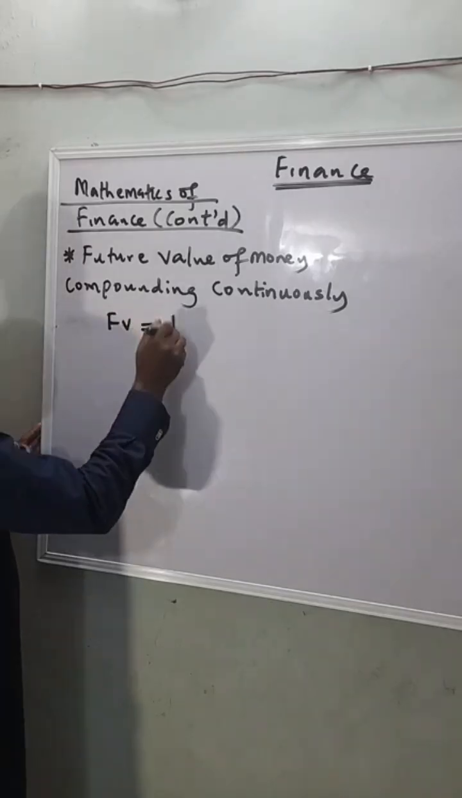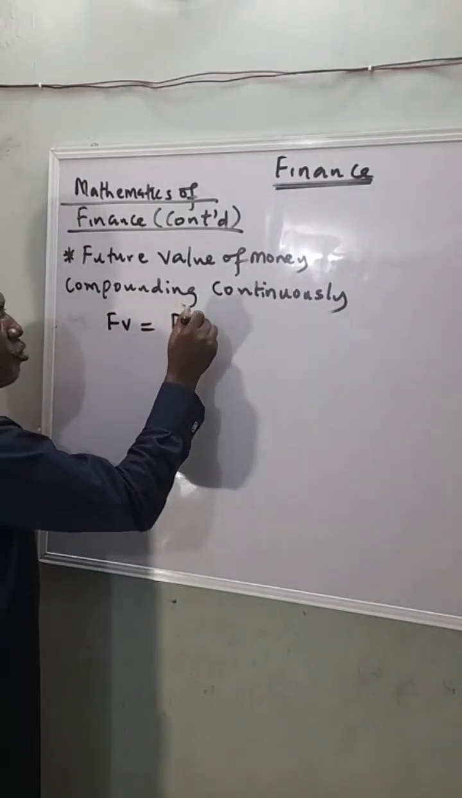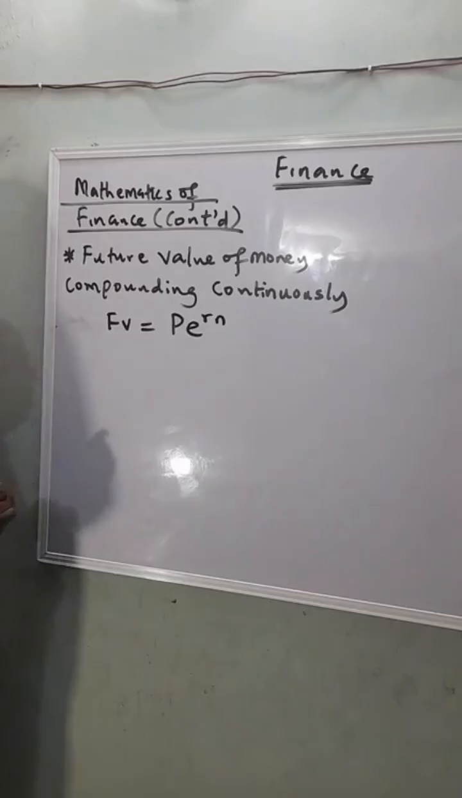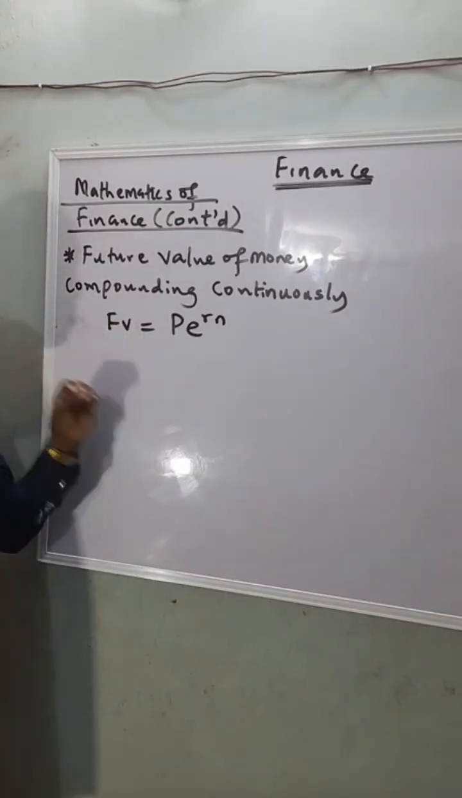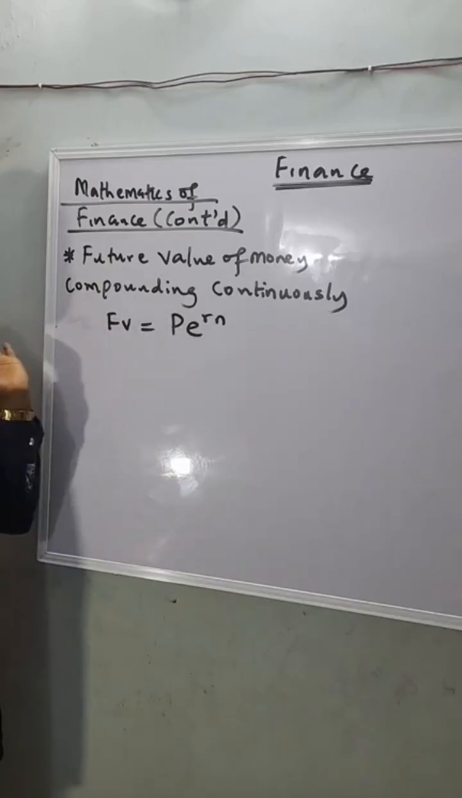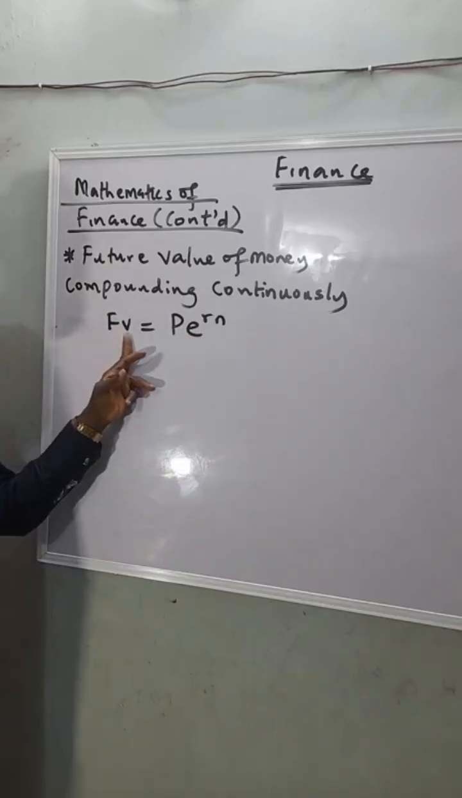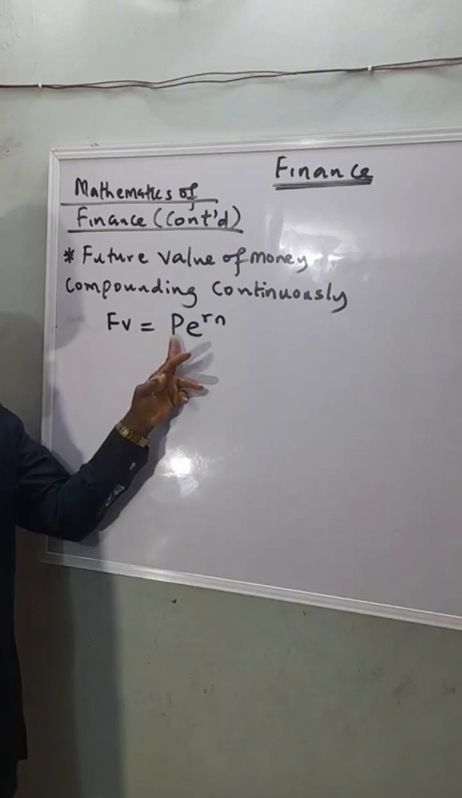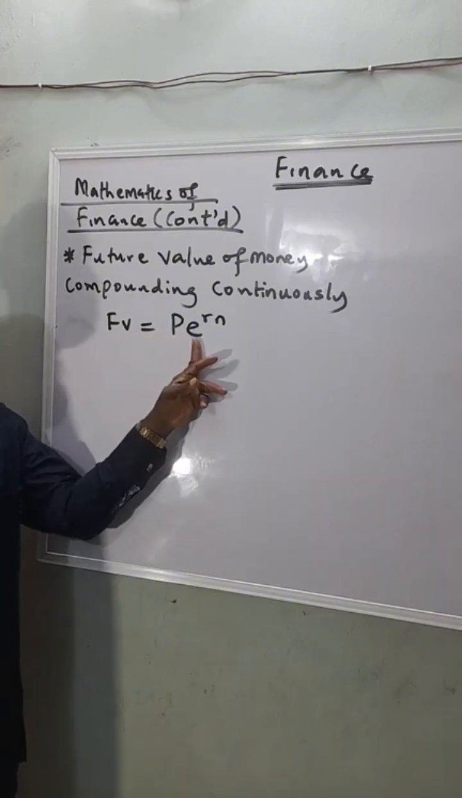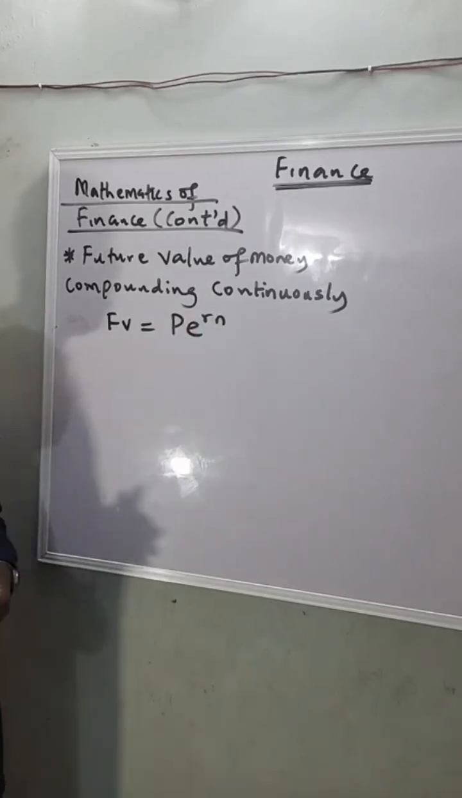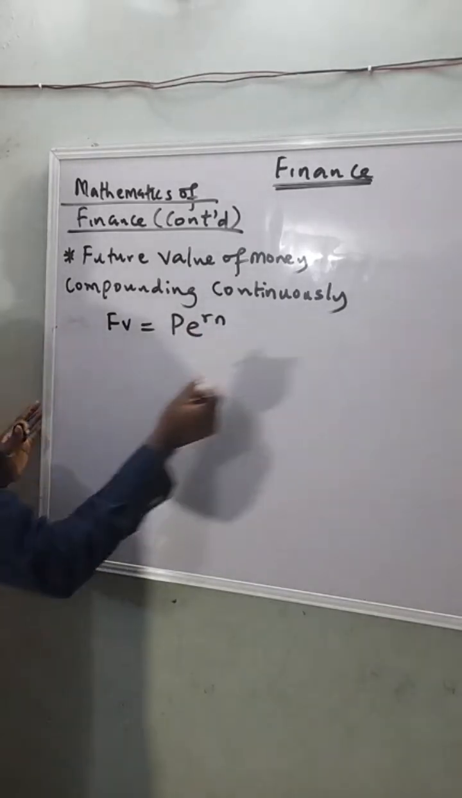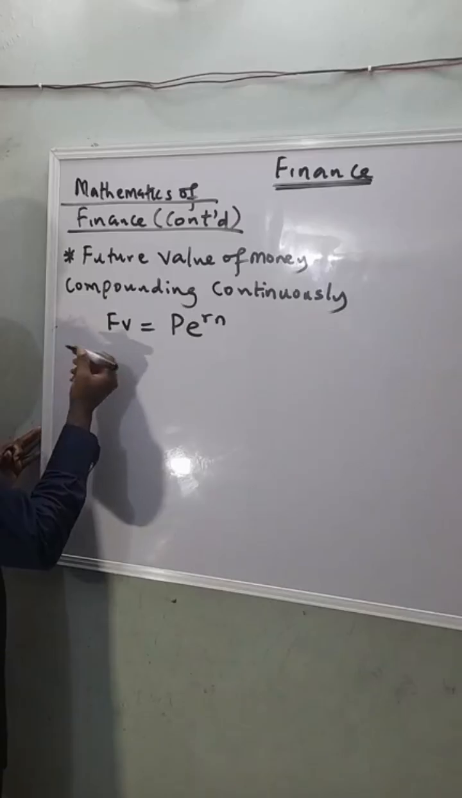Future value equals P times e raised to the power of rn. Anytime you're asked to find the future value of money compounding continuously, the formula changes from what we know before. It will be future value of money equal to present value times e. That e is the exponent, R is the rate of interest, and n is the number of years. Without wasting much of our time, an examination question can come like this.